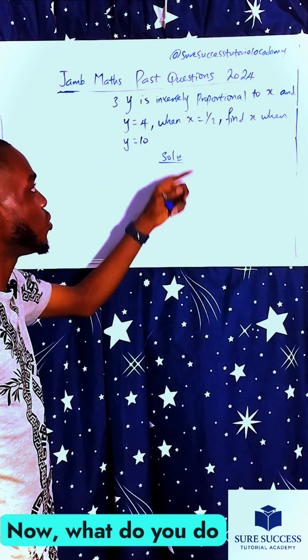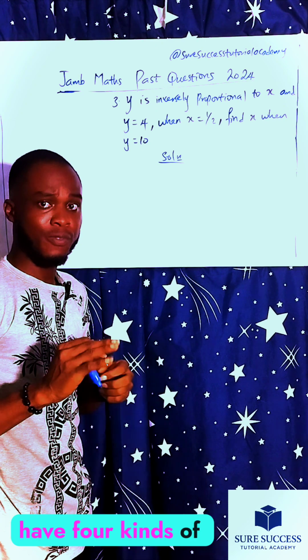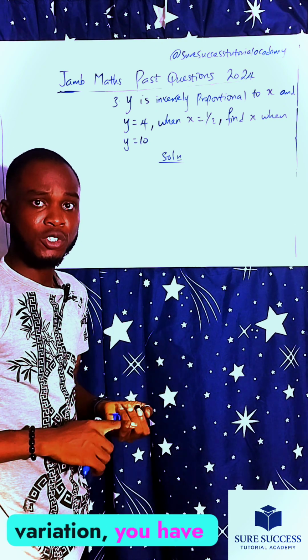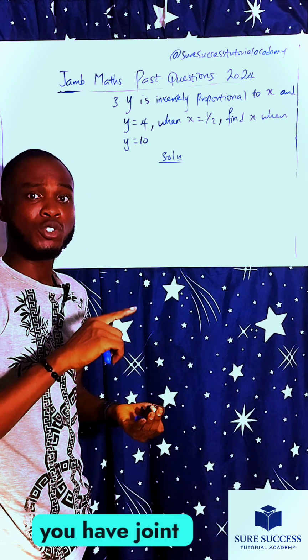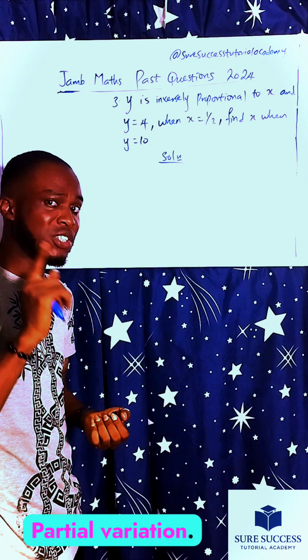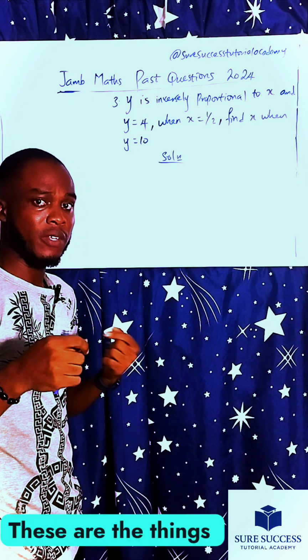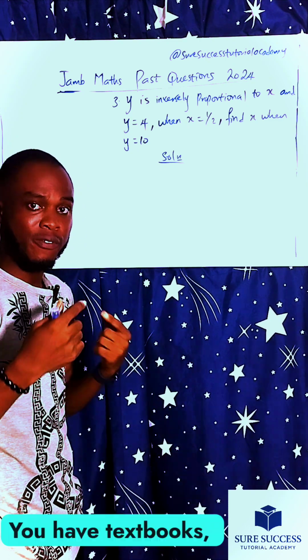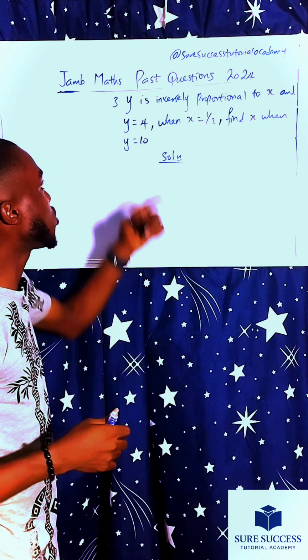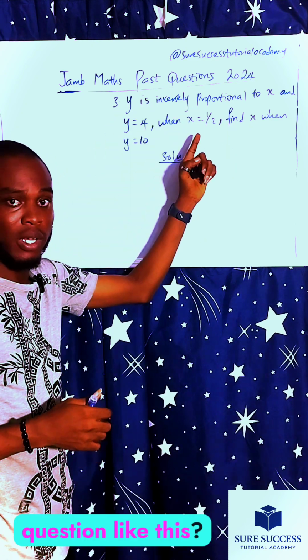Now, what do you do? Remember, we have 4 kinds of variation. You have direct variation, inverse variation, joint variation, and partial variation. These are the things that you need to know. Learn them. You have textbooks, go through them. So, how do I solve a question like this?